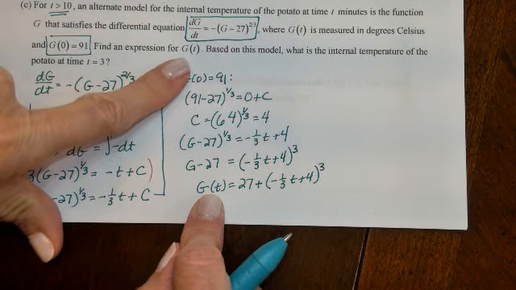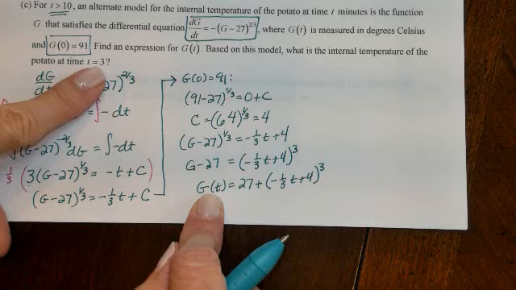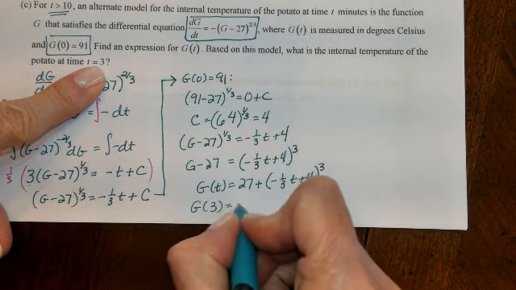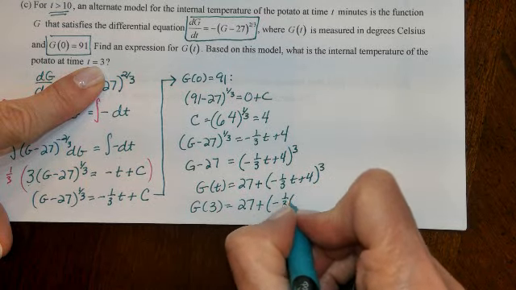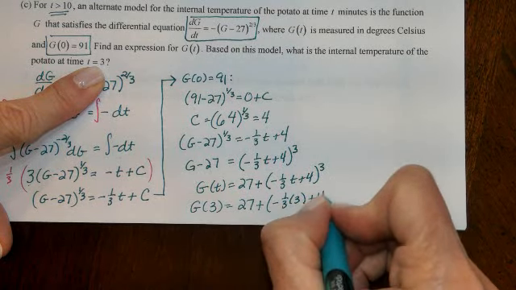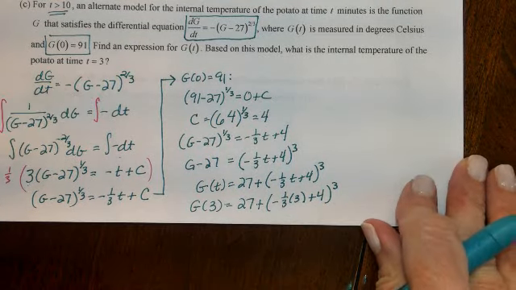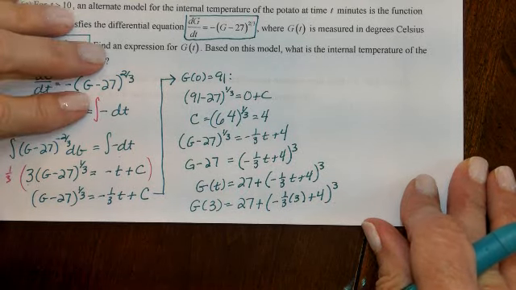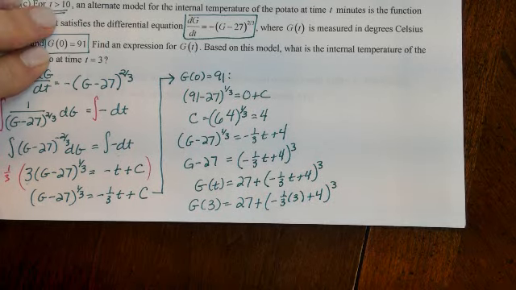So we found the expression for g of t, and now we just want to plug in 3 for t. So g of 3 will be 27 plus negative 1/3 times 3 plus 4 cubed, and that's my safe stop spot. So we are good with that, just leaving it like that. That turned out to be 54 degrees Celsius, by the way.